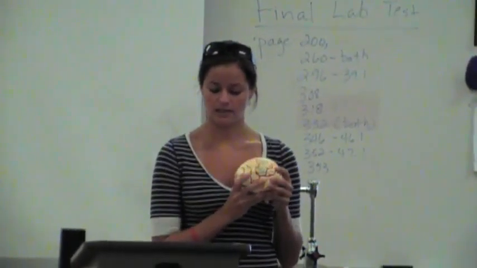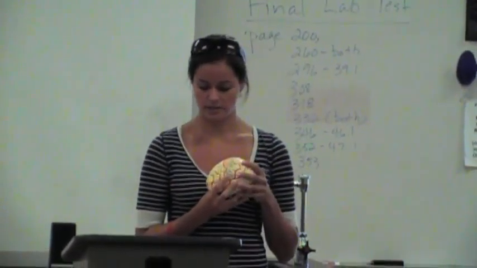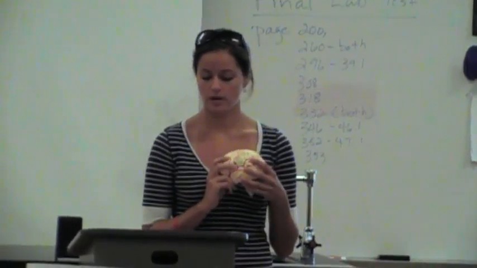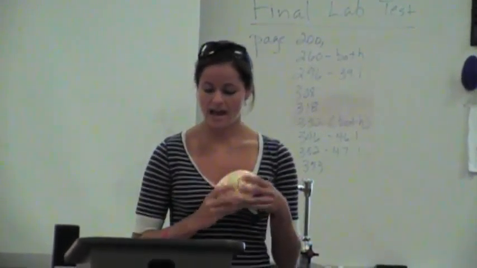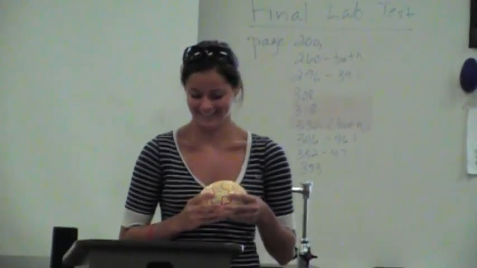Next, we have the abducens, the muscles that move the eyes. The facial, which deals with facial expressions. The vestibulocochlear, which has 2 different branches. The vestibular branch deals with equilibrium, and the cochlear branch deals with hearing, sorry.